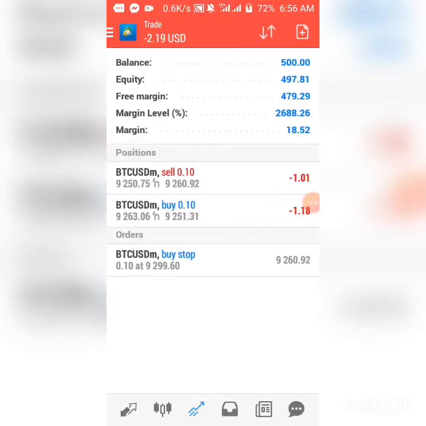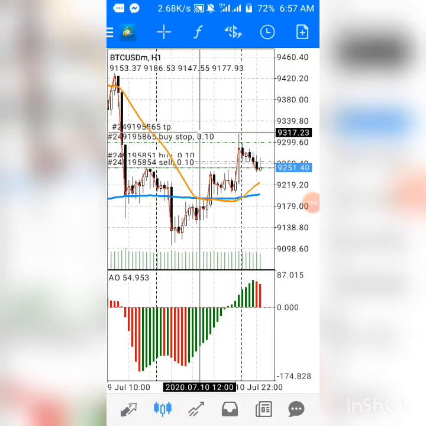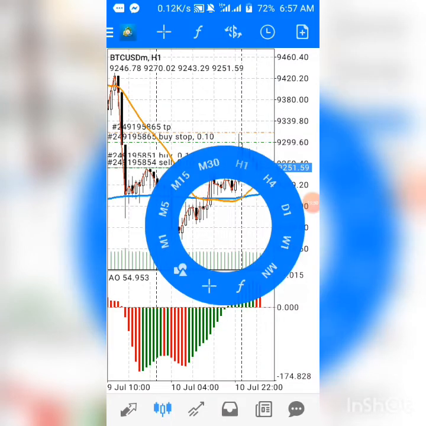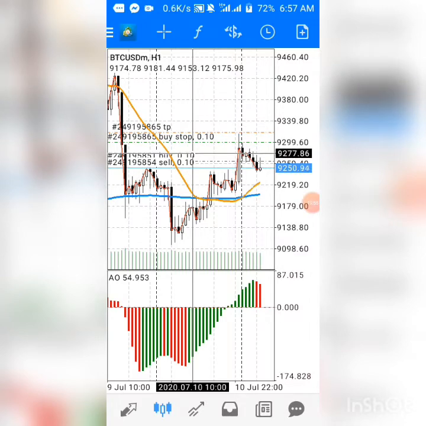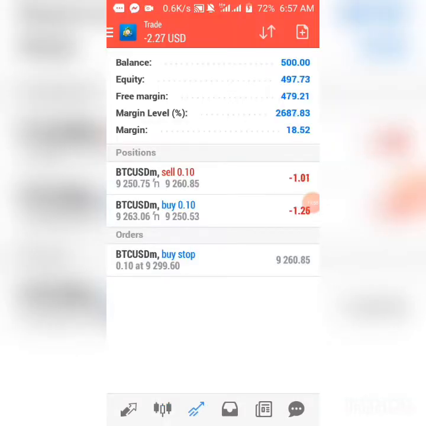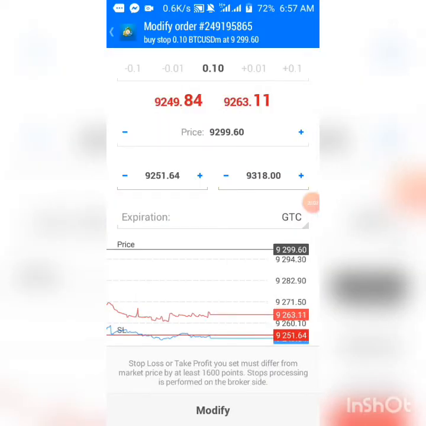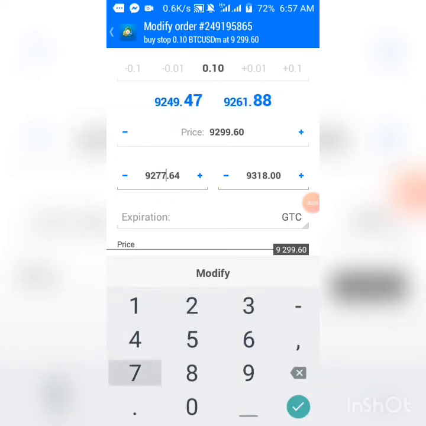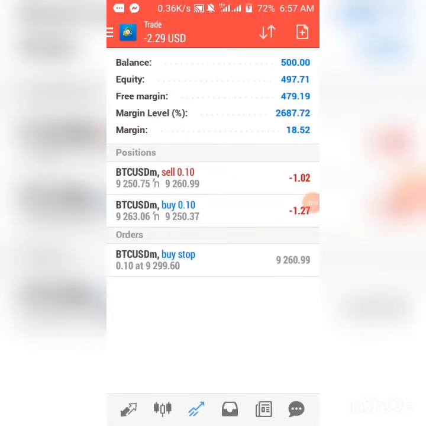So when we go to the screen, you see the take profit TP, take profit order placed. We can also set the stop loss. Let's set our stop loss for the pending order at 9277. So I press down on my pending order, press modify order, 9277. Okay, so the order has been placed. So I have my take profit and my stop loss on my pending order.